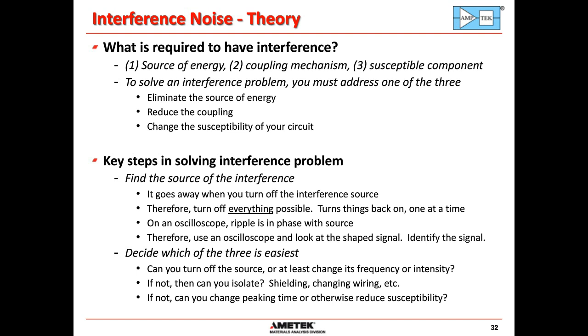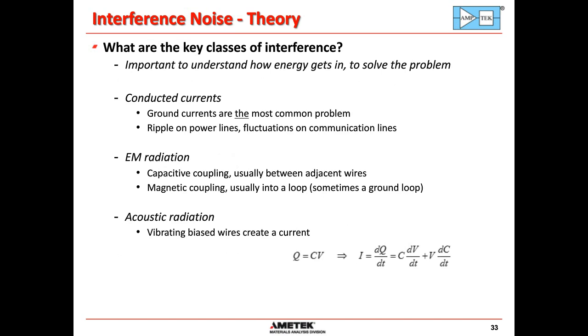Now, classes of interference, because it's important to understand how the energy can get in. You can get conducted currents. Most of the interference problems have to do with conducted ground currents. That's probably 3/4 of the interference problems. You can get ripple on power lines. You can get radiated interference with capacitive or magnetic coupling. You can also get acoustic radiation, vibration, because radiation detectors are somewhat sensitive to mechanical vibrations.